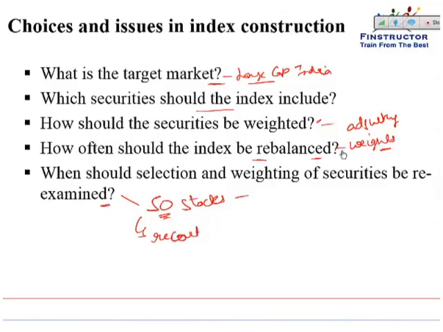That is, the weightings of the 50 stocks or any number of stocks may have to be adjusted, and there may be reconstitution that is required. Some stocks need to be replaced with others as other companies become larger or are becoming more representative of the index that we are trying to create.